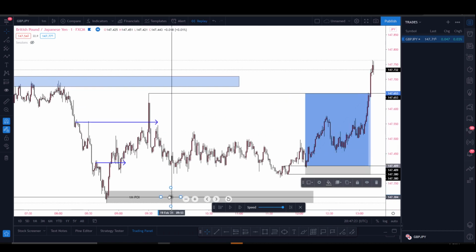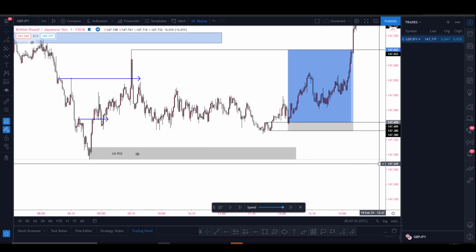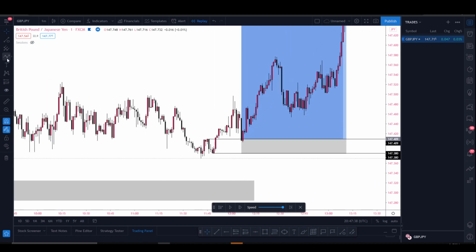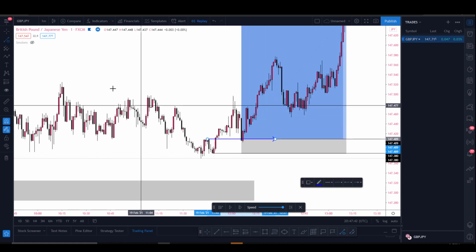But really, all I look for in a market is I find my area of interest, and then from there I look for the breaker structure. So if I'm looking for buys, I look for a bullish breaker structure of a previous lower high, like for example, this area right over here.